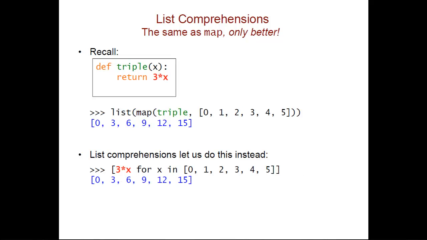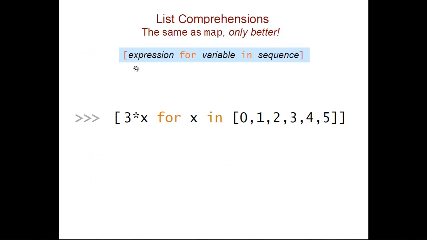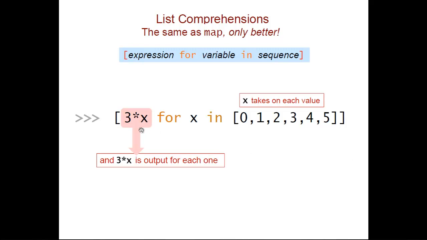Now let's look at what you need when you're forming a list comprehension. Inside the square brackets, you need some expression followed by the keyword for, followed by a variable, followed by the keyword in, and then some sequence of values. So in our case, the expression was 3 times x, the variable was x, and the sequence was this list of integers. And what's going to happen is the variable takes on each value in the sequence one at a time. And for each of those values, we end up producing the result of this expression. And that gets output and is put in a list of results.